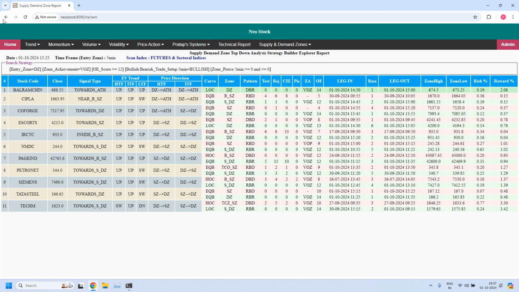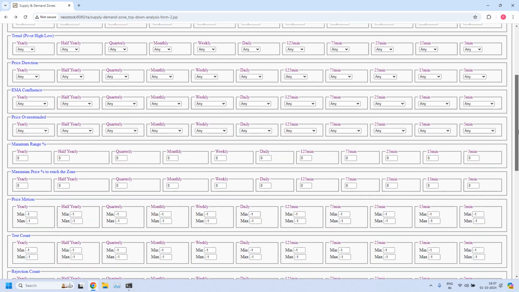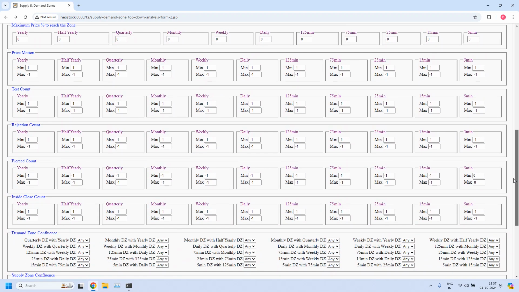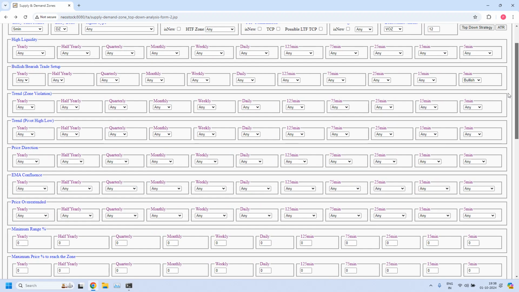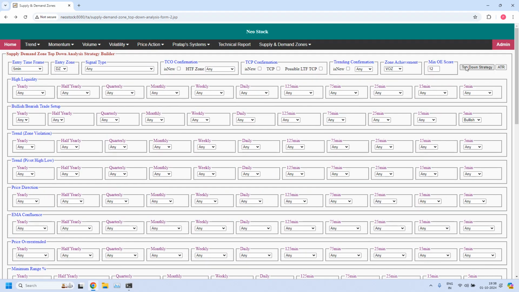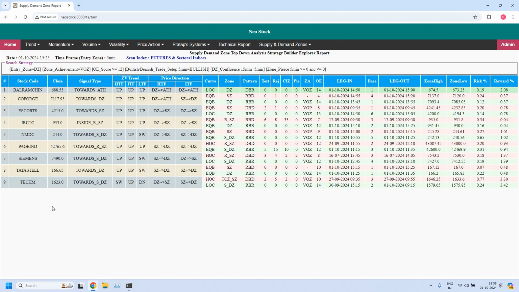15 minutes demand zone. So in the demand zone confluence, the 5 minutes demand zone confluence with 15 minutes demand zone, I am enabling the filter. Let's verify. 9 stocks are filtered. In all these 9 stocks, 5 minute zones are part of the 15 minute zone.